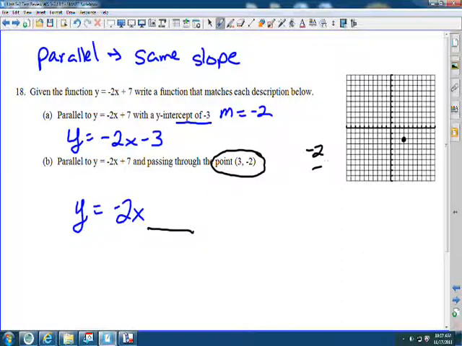This is -2 over 1. Tells me to go down 2 and to the right 1. I need to find my y-intercept. If I go down 2 to the right 1, down 2 to the right 1, I'm going the wrong way. I need to go back here to the y-axis. Up 2 to the left 1. Don't stop there. That's the x. Up 2 to the left 1. Up 2 to the left 1. There's my y-intercept. 1, 2, 3, 4. Plus 4. There's my equation.